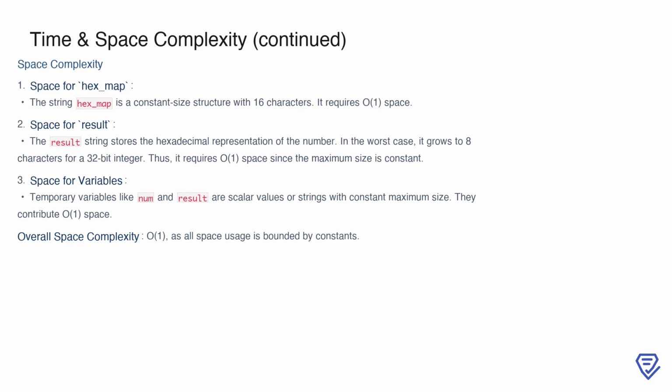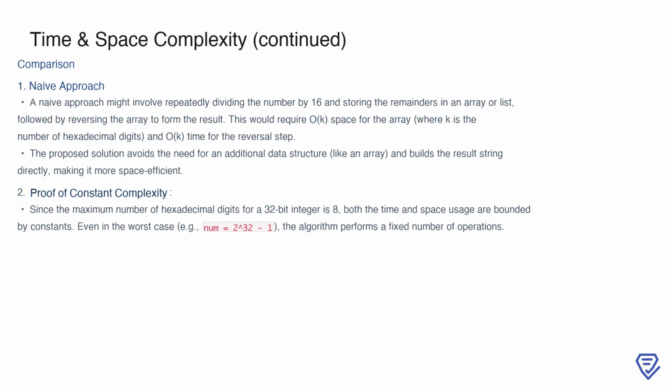bounded by constants. To better understand the efficiency of this solution, let's compare it with a naive approach. In a naive solution, you might repeatedly divide the number by 16, storing the remainders in an array or list, and then reverse the array to form the final result. This approach would require O(k) space for the array, where k is the number of hexadecimal digits, and an additional O(k) time to reverse the array. In contrast, the proposed solution avoids creating an extra data structure like an array by directly building the result string. This makes it more space efficient.